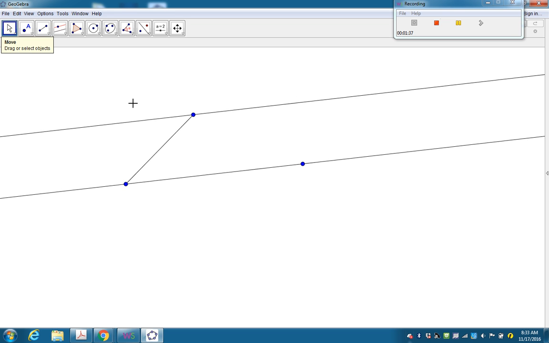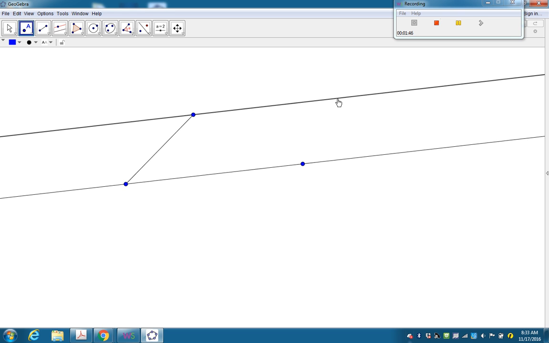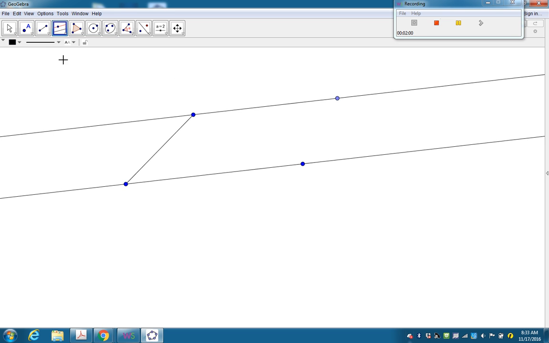Now, put a point somewhere to the right of this segment. So somewhere out here, about where you think. So take your point tool, and just put a point somewhere out here, okay? And then you're going to construct a parallel through this point to that line. So you go to your parallel line tool, and you're going to click on this and click on this, and then you should have a line that is parallel.